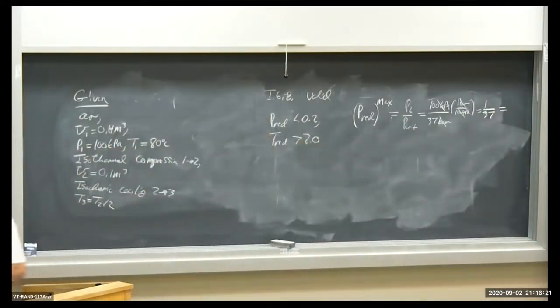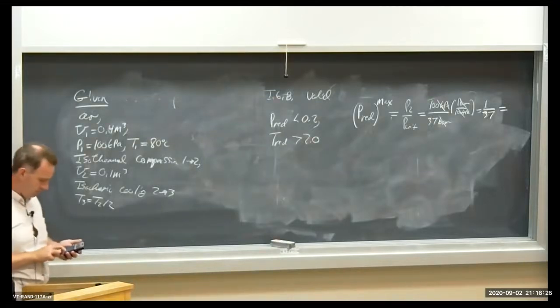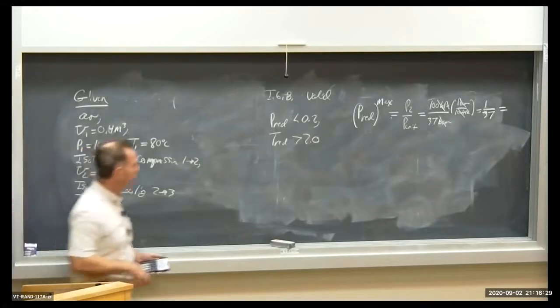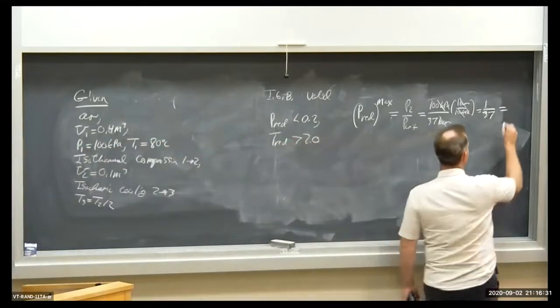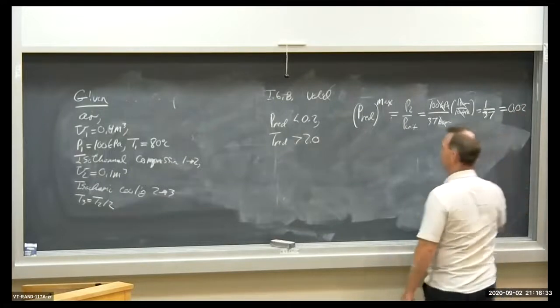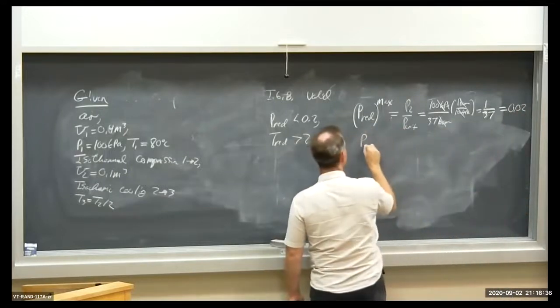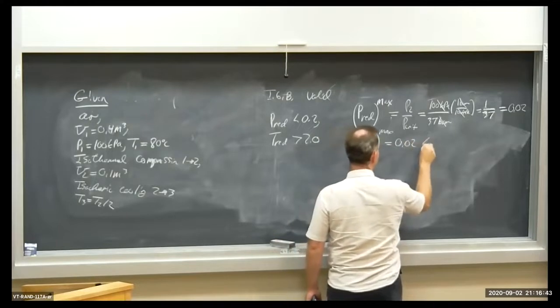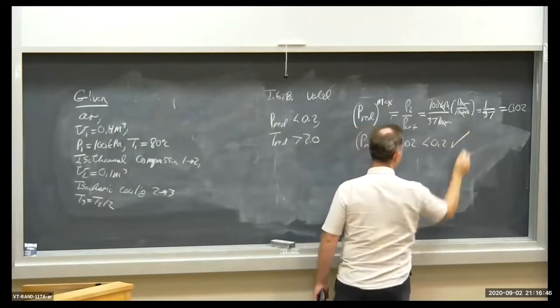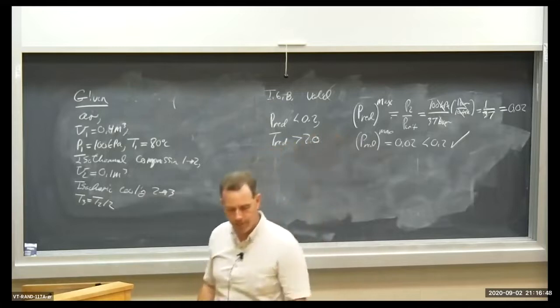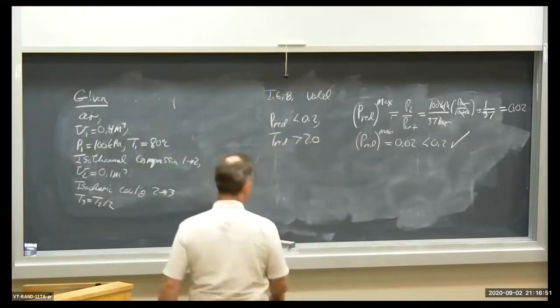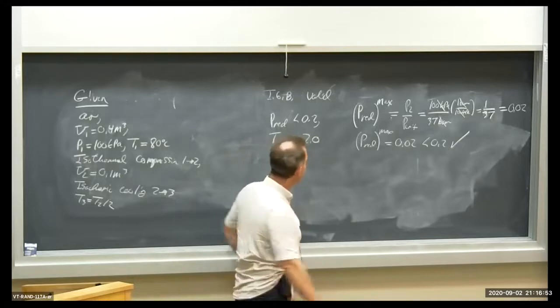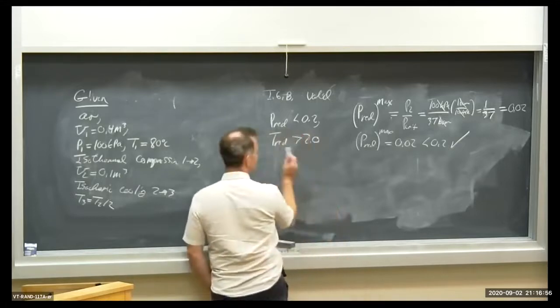Pretty small. Where's my calculator? 1 divided by 37 is 0.02. So P reduced max is equal to 0.02, which is definitely less than 0.2. Put a check there. First check on the validity of ideal gas over our process. Looks good. Let's calculate the minimum reduced temperature.